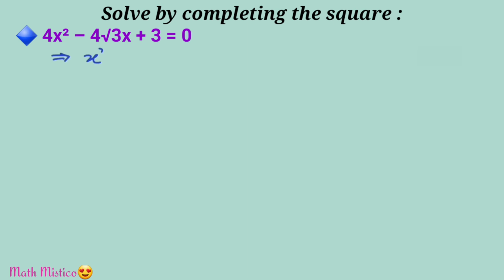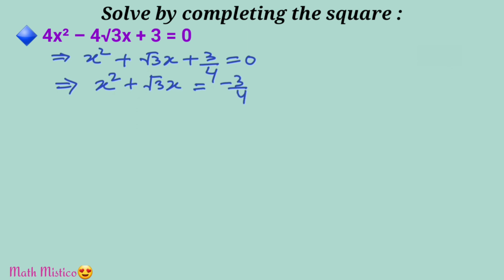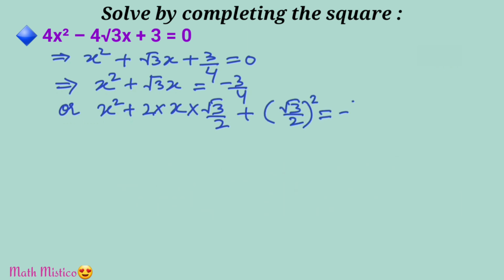Dividing throughout by 4, we have x square plus root 3x plus 3 by 4 equal to 0, or x square plus root 3x is equal to minus 3 by 4. Breaking the second term, we get x square plus 2 into x into root 3 by 2. So root 3 by 2 square will be added to both the sides.